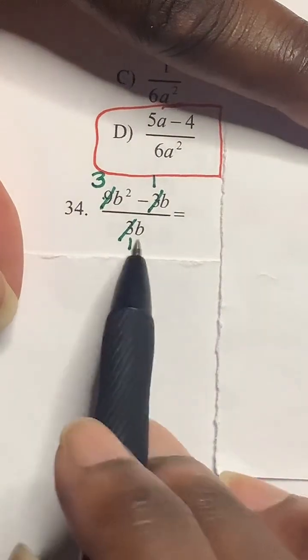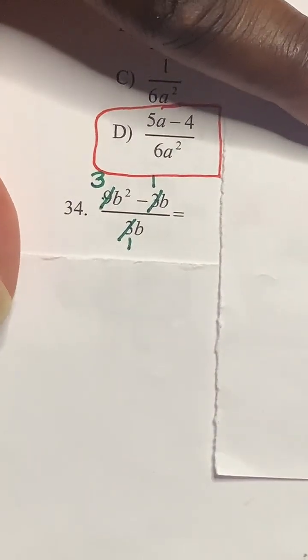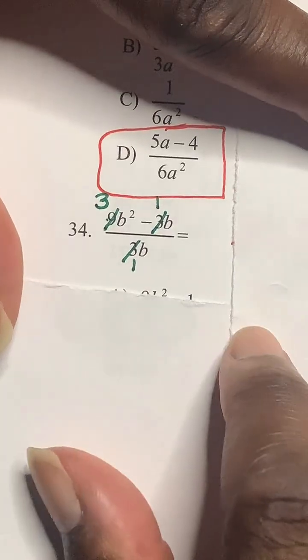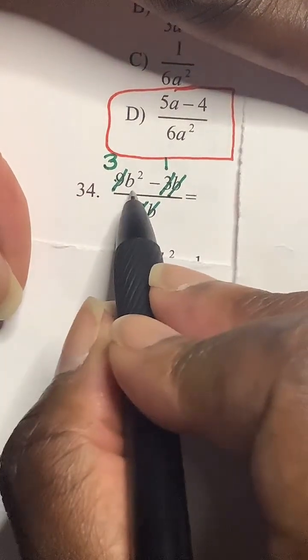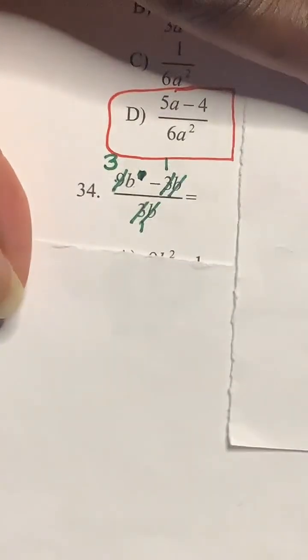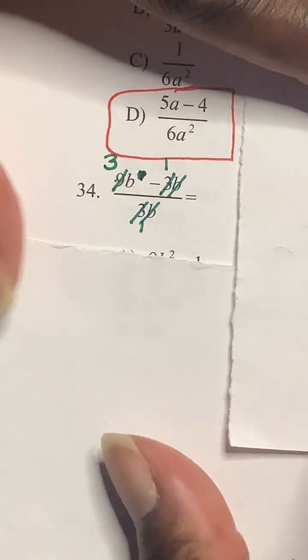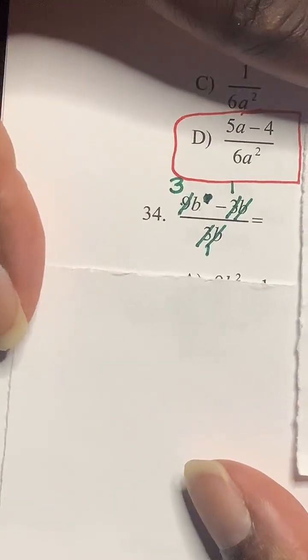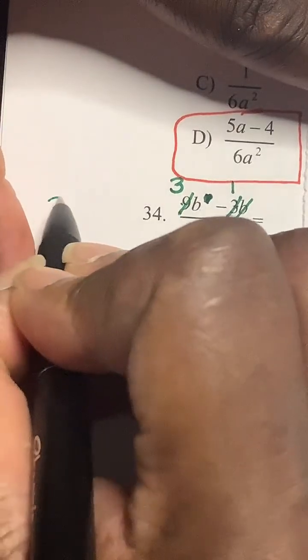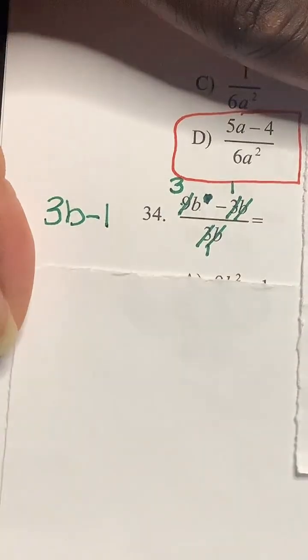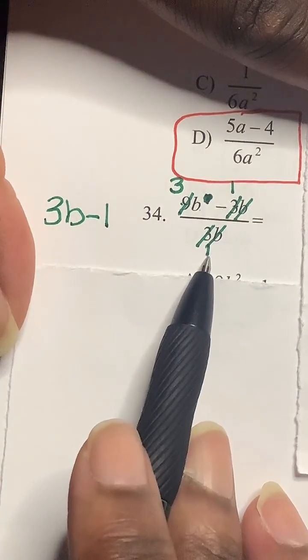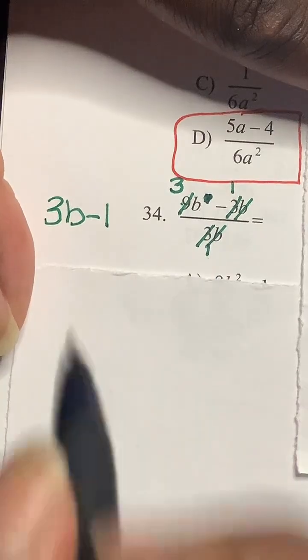Now, they all have b's in common. Okay, this only works when they all have something in common. So b divided by b will give me 1, cancel out. There's 2 b's here divided by a b. That means there's 1 b left. So from here, I'm going to bring it over here, say what's left is 3b minus 1. And we don't need the over 1 because anything divided by 1 is itself.